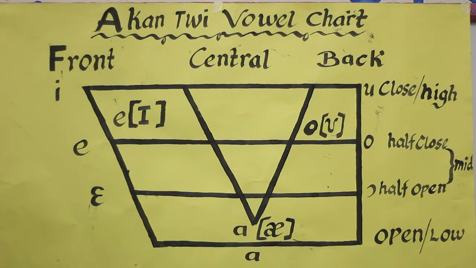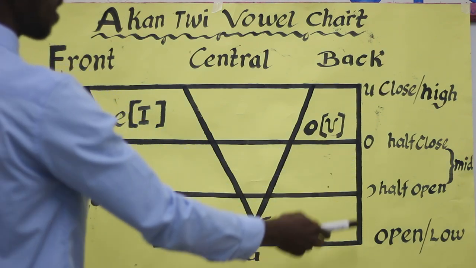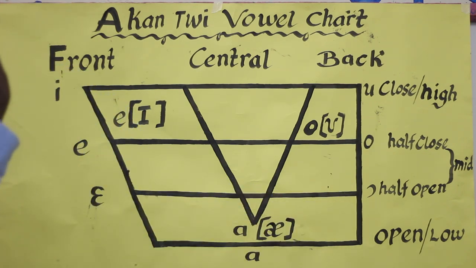Now let's move on to the third criterion. The third criterion is the lip posture. The shape of the lip could also be used as a descriptive criterion for vowels. You could round your lips or spread your lips in producing certain vowels. And so we have rounded vowels, as in U, O, O, and O. You see, in producing these vowels, you round your lips. The lips are rounded.